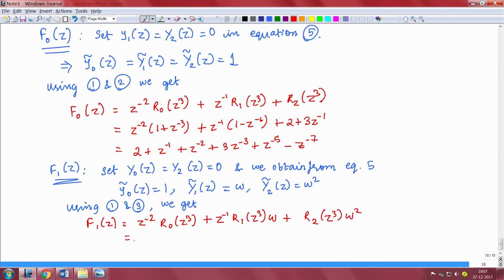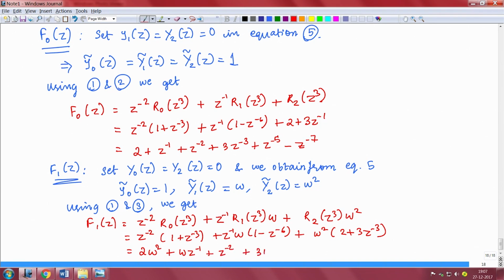So, substituting again we get z power minus 2 into 1 plus z power minus 3, plus z inverse omega into 1 minus z power minus 6, plus omega square into 2 plus 3 z power minus 3, and simplifying that we get 2 omega square plus omega z power minus 1 plus z power minus 2 plus 3 omega square z power minus 3 plus z power minus 5 minus omega z power minus 7.